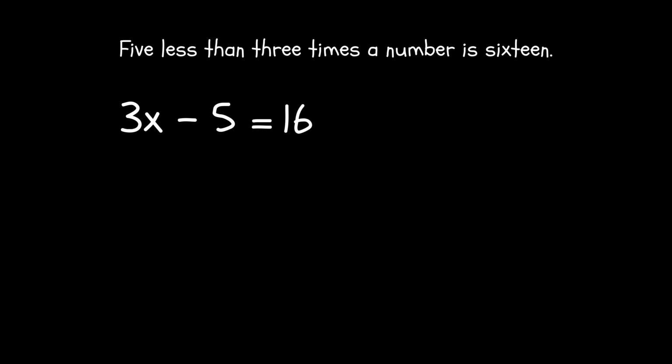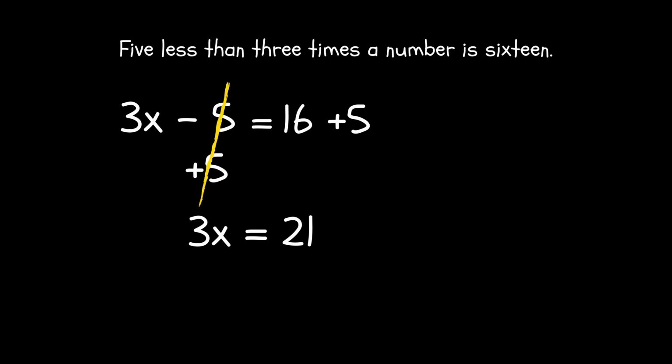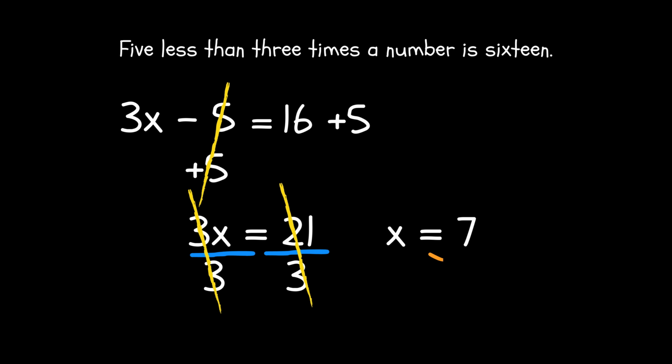A number represents a variable, so we will have 3x. Now we can solve for x. Add 5 on both sides. 16 plus 5 equal 21. 3x equal 21. Let's divide by 3 on both sides. We will have x equal 7. That's our answer. Now, let's move on to the next problem.